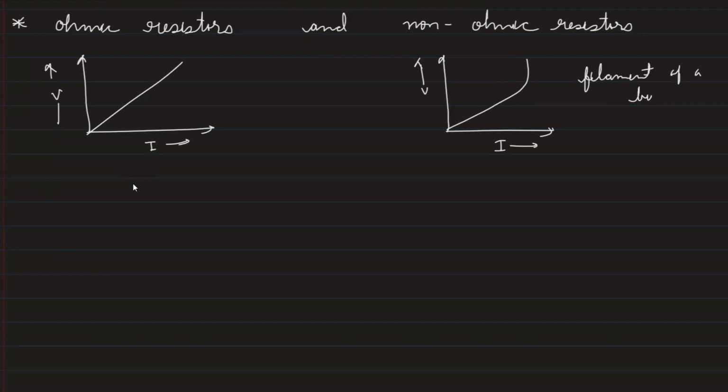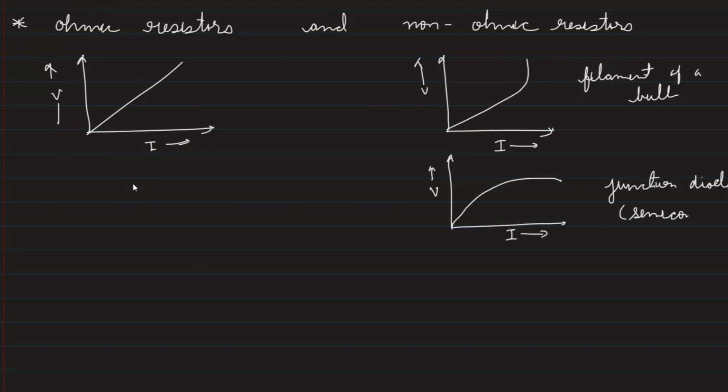the filament of a bulb. Okay, what you need to see is the resistance is increasing. Here you can see that the resistance increases with increase in voltage. And then for a semiconductor like this, so this is a junction diode, which is nothing but a semiconductor. So for a semiconductor, you can see that the resistance decreases. Again, not a part of the syllabus, but the only thing that according to the syllabus you need to know is for an ohmic resistor, the graph is a straight line, and for a non-ohmic resistor it's a curved line. It's not a straight line. Okay, and you need to know the examples for that as well.